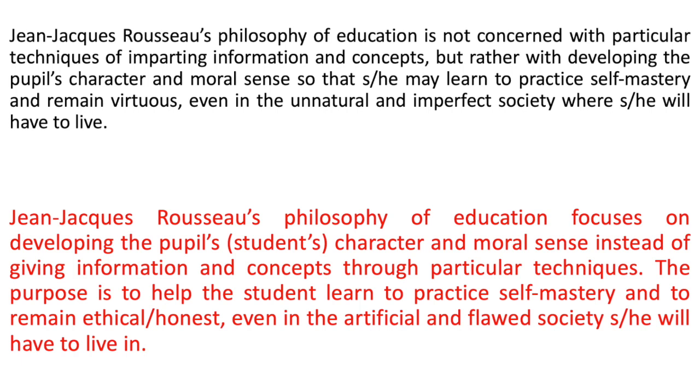In number 5, the writer paraphrases what Jean-Jacques Rousseau's philosophy deals with and what it doesn't deal with by changing the order. While doing that, the writer changes the verbs and the transitions. He or she uses "focus on" instead of "be concerned with," "but rather" in the place of "instead of," and "giving" instead of "imparting." In the original text, the writer says this philosophy is concerned with particular techniques, but in the paraphrase text, instead of saying "with particular techniques," another preposition, "through," is used. So students learn concepts through these techniques.